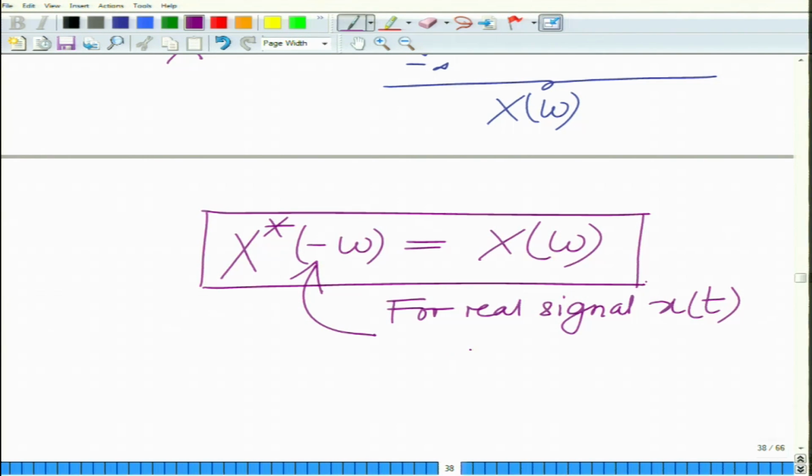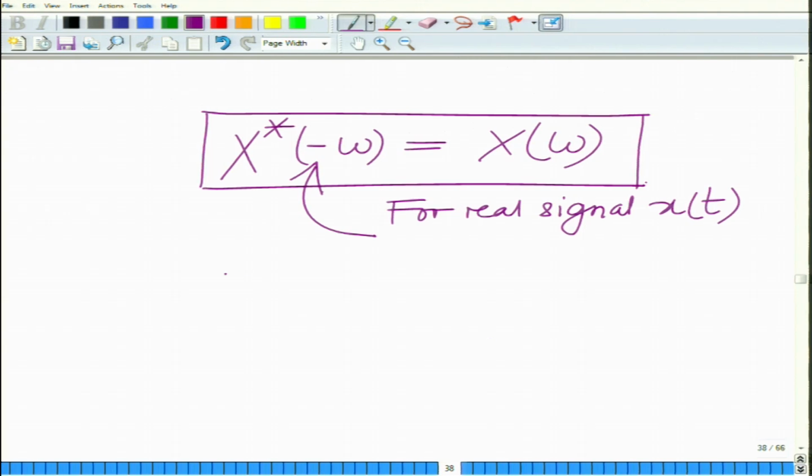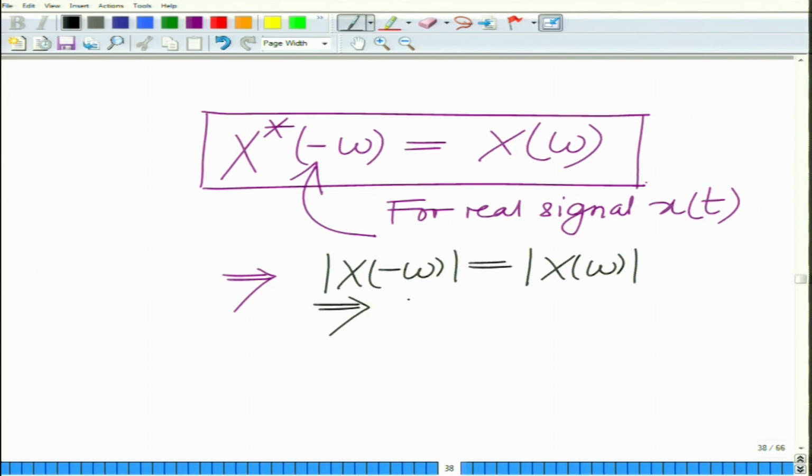And therefore, what does this imply? You can readily say that this implies the magnitude, because the conjugate quantity and its complex conjugate have the same magnitude, magnitude of X of minus omega equal to magnitude of X of omega, which basically implies that the magnitude spectrum is an even function of omega, that is for a real signal.